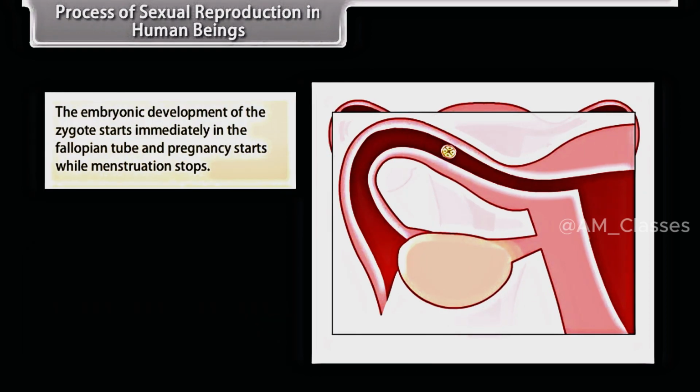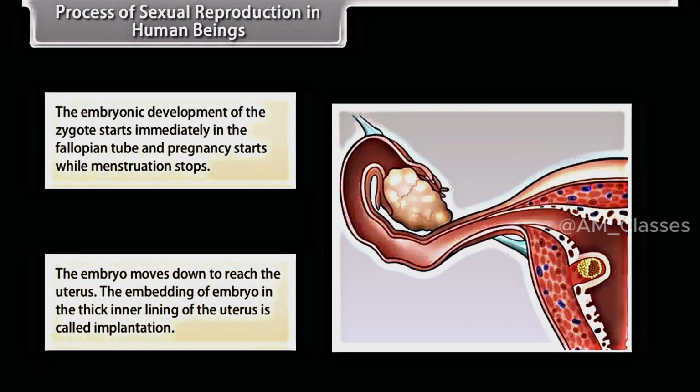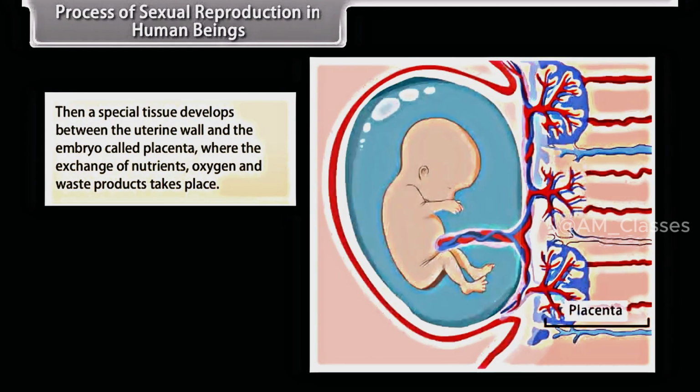The embryonic development of the zygote starts immediately in the fallopian tube and pregnancy starts while menstruation stops. The embryo moves down to reach the uterus. The embedding of embryo in the thick inner lining of the uterus is called implantation. Then a special tissue develops between the uterine wall and the embryo called placenta, where the exchange of nutrients, oxygen and waste products takes place.